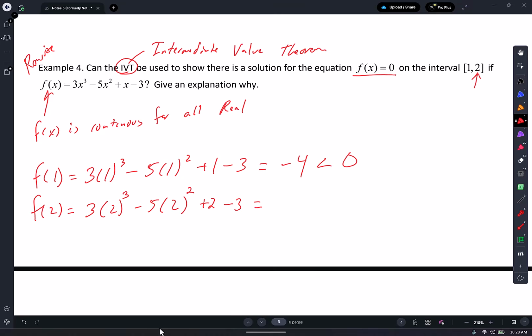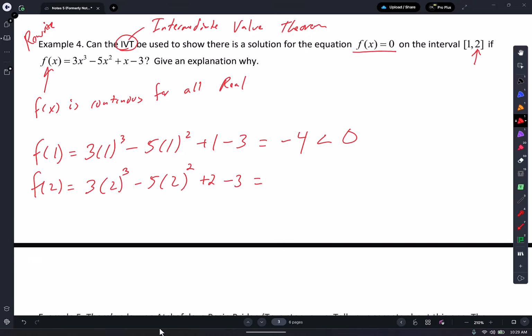What are you doing? I plugged in a 1 because this is my interval, and I wanted to see what the y value was at 1. I got a negative 4. I plugged in a 2 because that's my endpoint of this interval, and I'm trying to see if it's negative. If it's another negative number, I cannot prove that it crossed the x-axis, but if it's a positive number, then it definitely crossed. How many times? We don't know, but it crossed at least one time, at least. Cool or not cool? All right, here we go.